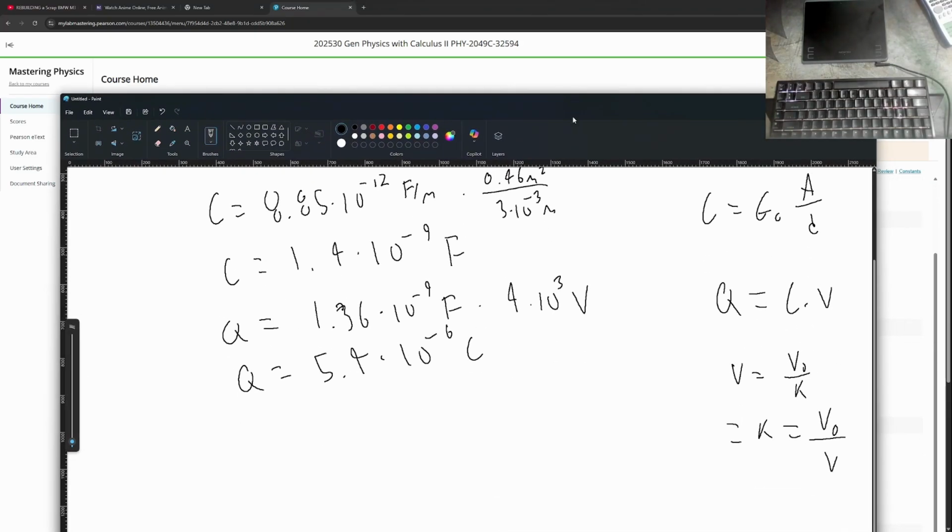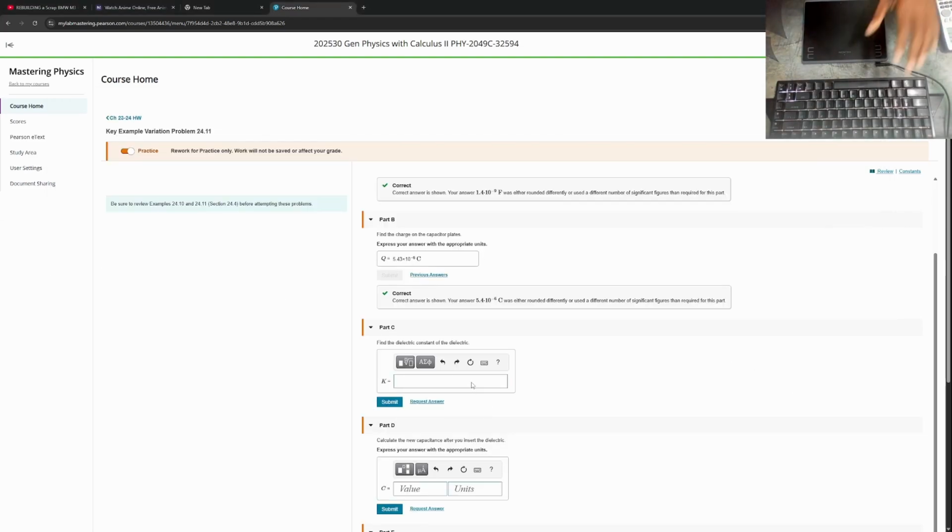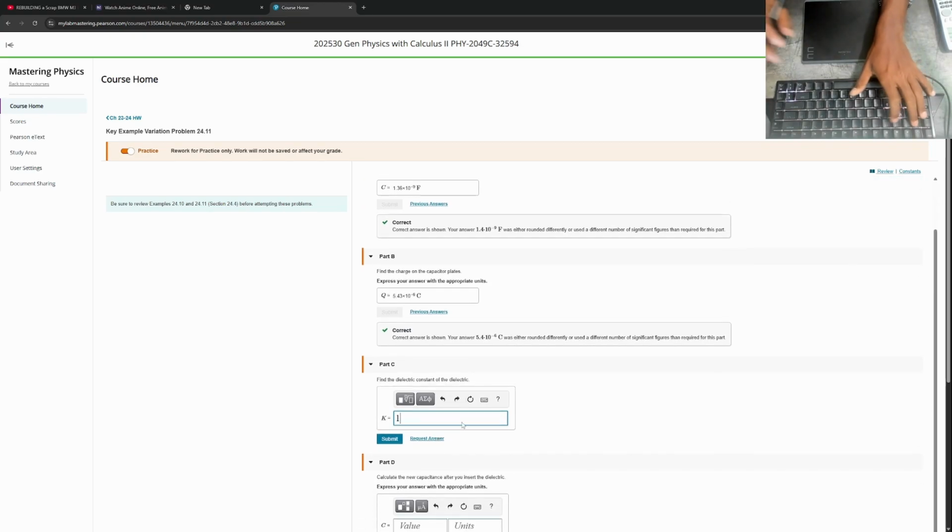So our dielectric constant is going to equal 4 times 10 to the power of 3 volts divided by 2.5 times 10 to the power of 3 volts. And so 4 times 10 to the power of 3 divided by 2.5 times 10 to the power of 3 is going to equal a dielectric constant of 1.6.